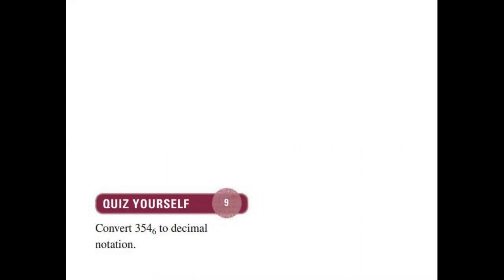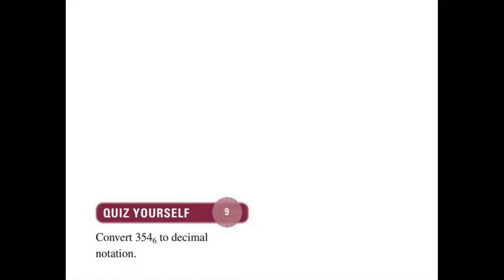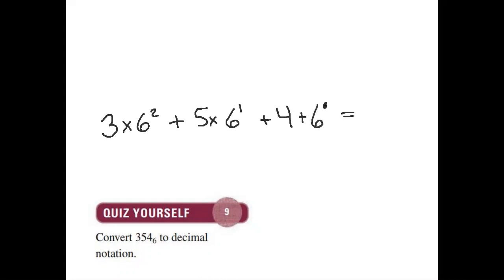In quiz yourself question number 9, they ask us to convert 354 base 6 to decimal notation. And all we need to do is expand. 3 is in the 6 squared location. 5 is in the 6 to the power 1 location. And the 4 is in the 6 to the power 0 location. That is 3 times 6 squared, which is 36, plus 5 times 6 to the power 1, which is 6, plus 4 times 6 to the power 0, which is 1.